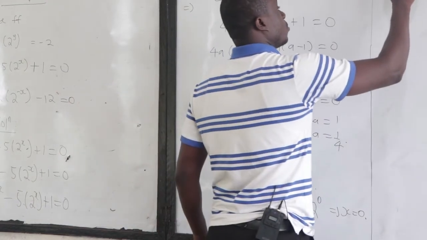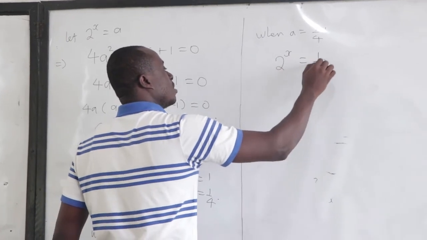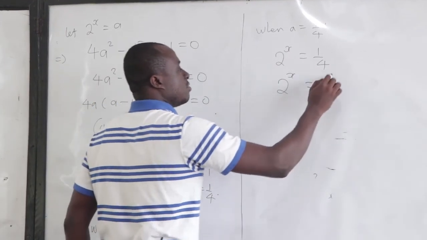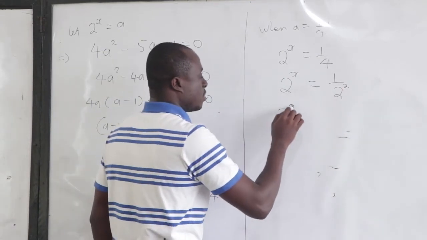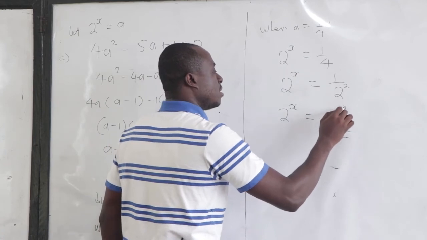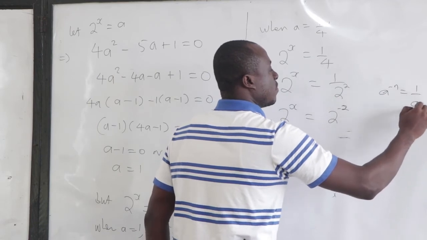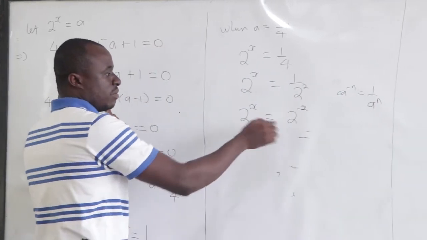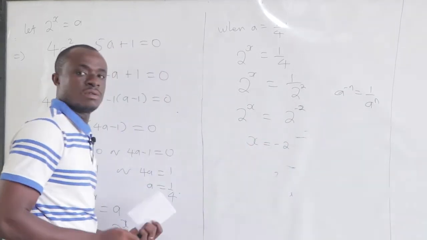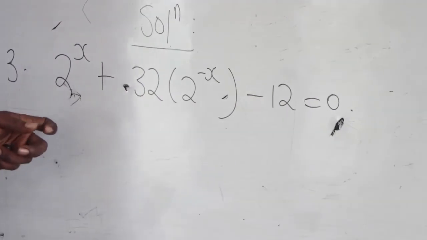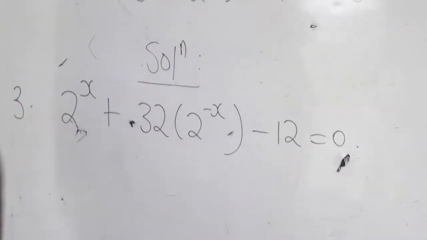And then also, when a is 1 over 4, you have 2 to the power x equal to 1 over 4. This can be changed as 1 all over 2 to the power 2, and we have 2 to the power x, and this is the same as 2 to the power negative 2. Why? a to the power negative n is 1 over a to the power n. Clearly, the bases are the same, so you can equate the exponents. We have x equal to negative 2. Now let's see the third one. We have 2 to the power x plus 32 into bracket 2 to the power negative x, minus 12 equal to 0.